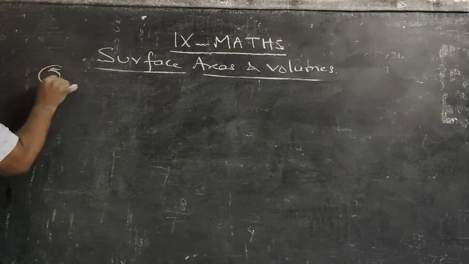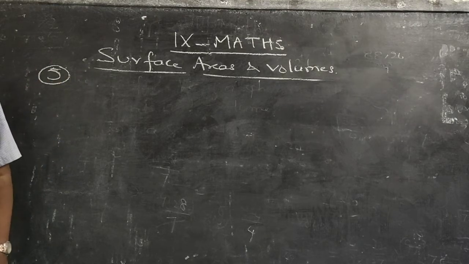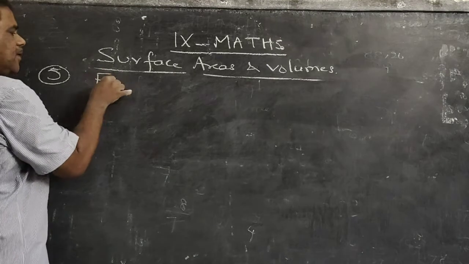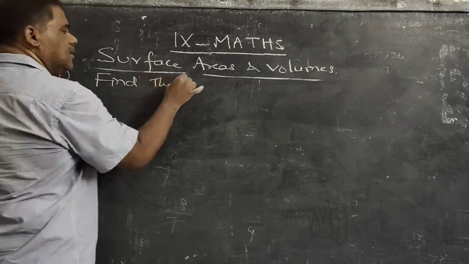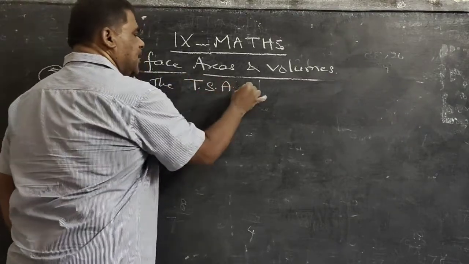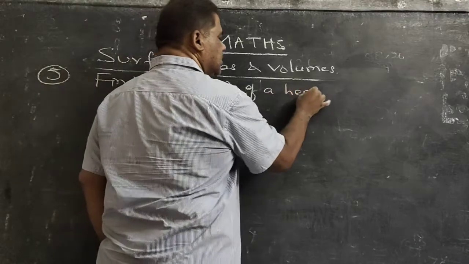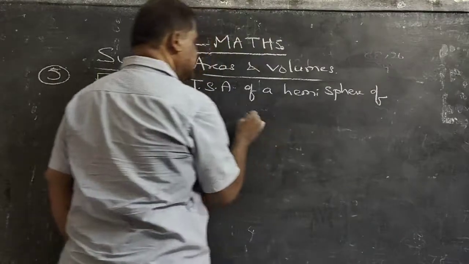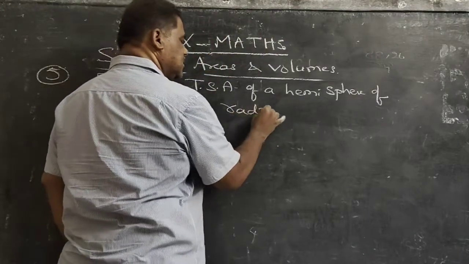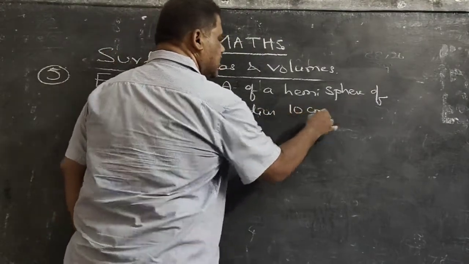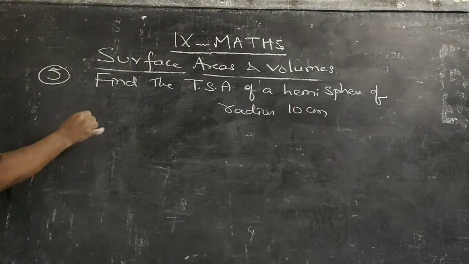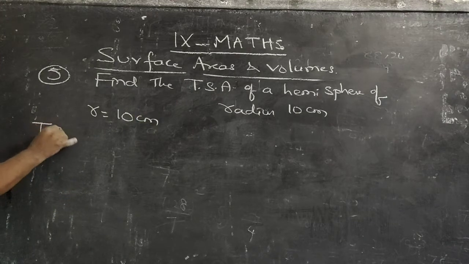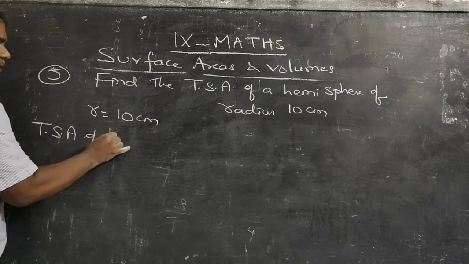Right, question number 5. Find the total surface area of a hemisphere of radius 10 centimeters. Here radius of the hemisphere is given as 10 centimeters. Now total surface area of hemisphere.